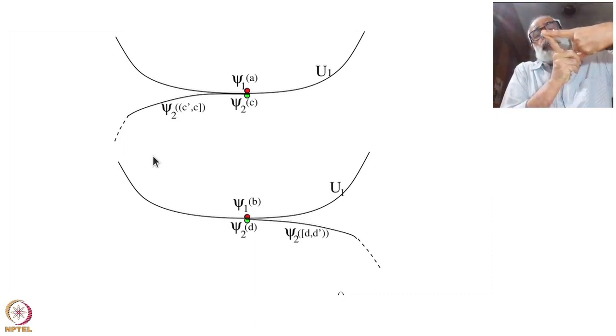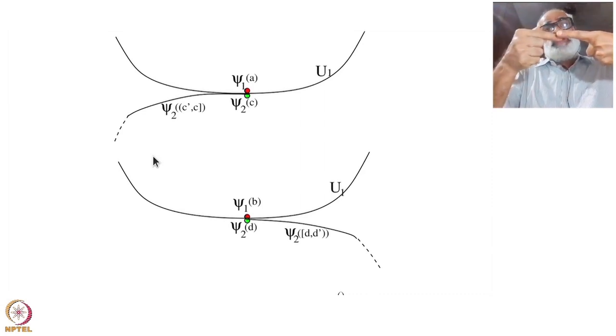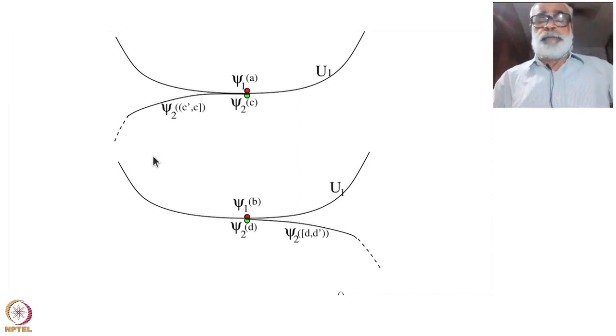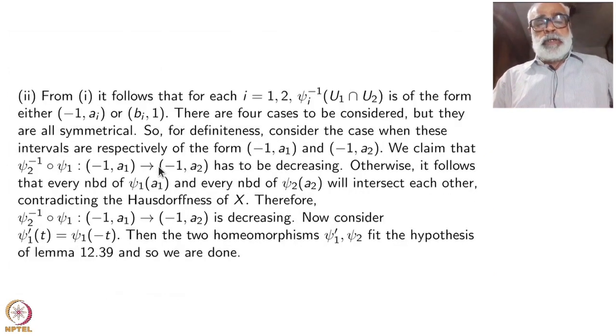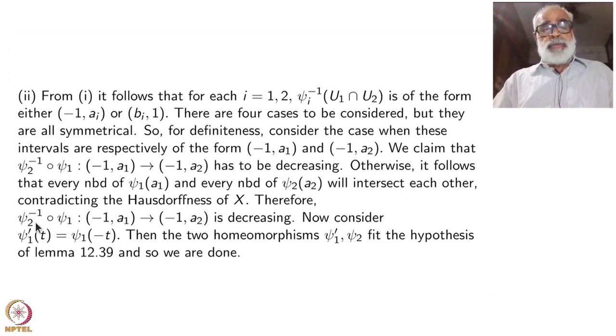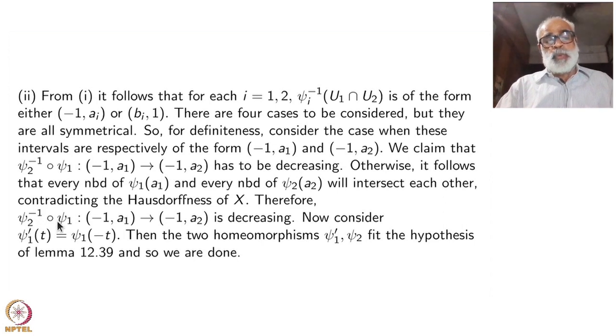This kind of identification is not allowed. They have to be like this, which means if you go this way, the other function should be like that. Okay. So this means that this must be decreasing. Otherwise, it follows that every neighborhood of psi 1 of A1 and every neighborhood of psi 2 of A2 will intersect each other, contradicting the Hausdorffness. Therefore, psi 2 inverse psi 1 from minus 1 A1 to minus 1 A2 is decreasing.